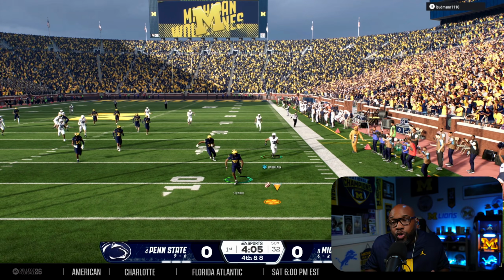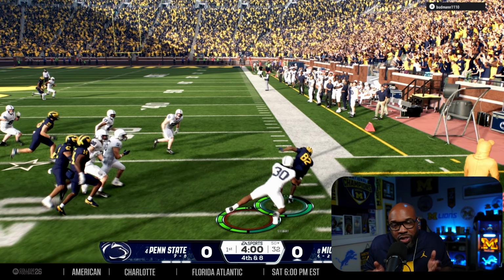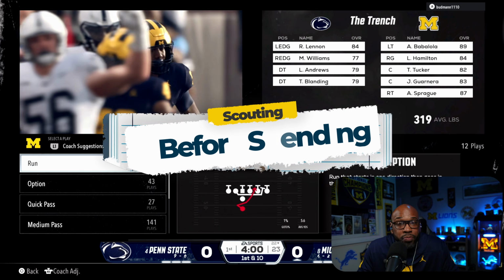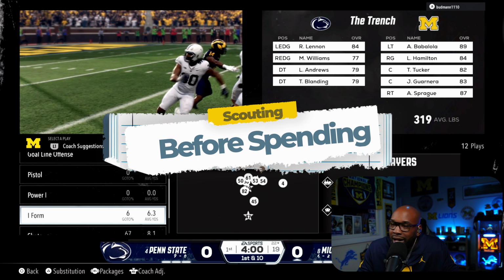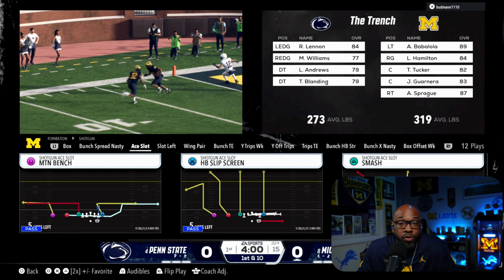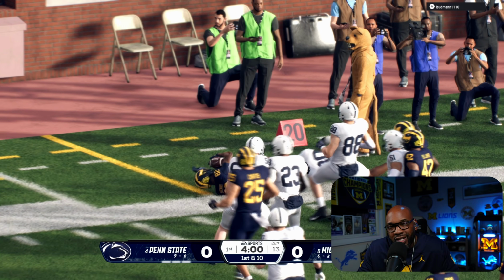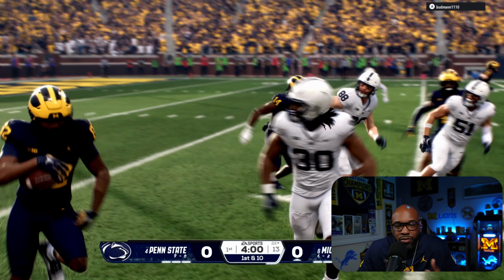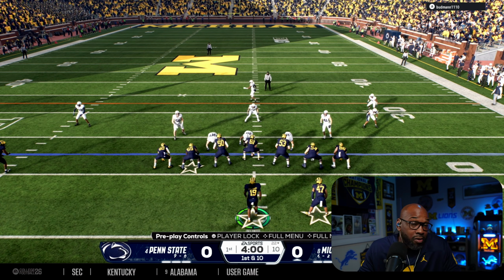Now, we all got used to a certain way of doing things with the old dynasty. Well, now we got something new. So scouting before spending is what this is called. And the reason why is because this game is not the same. So we know in the preseason before, we would go in there, scout somebody, see if they were good, send them an offer. Scout somebody, see if they were good, send them an offer, right? Give them a scholarship. You can't do that anymore. The reason why? They took that out, basically.